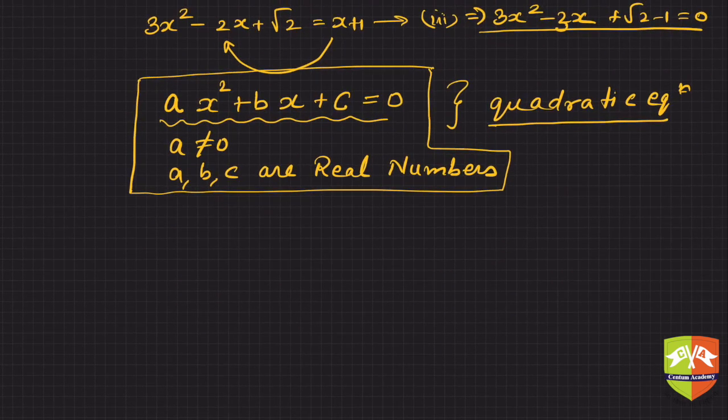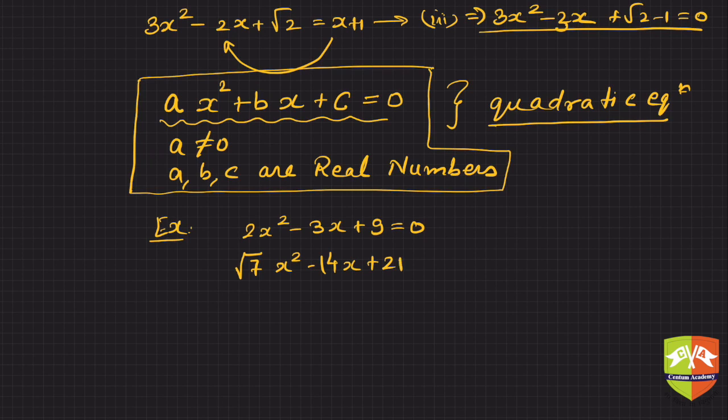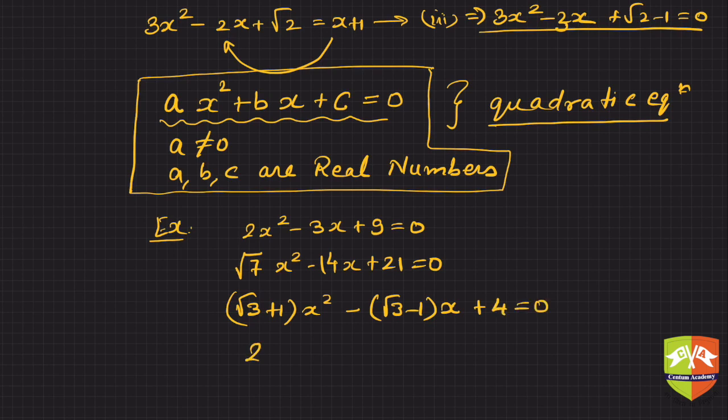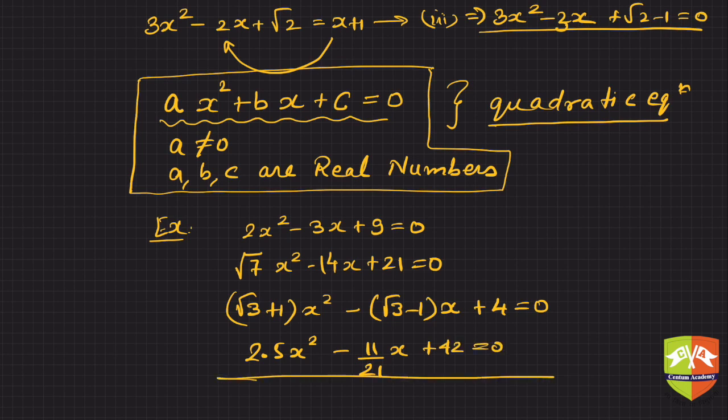So let us take examples we have already taken. Examples would be 2x² − 3x + 9 = 0, √7x² − 14x + 21 = 0, (√3 + 1)x² − (√3 − 1)x + 4 = 0. All these are quadratic equations. 2.5x² − (11/21)x + 14/42 = 0. These are all quadratic equations.